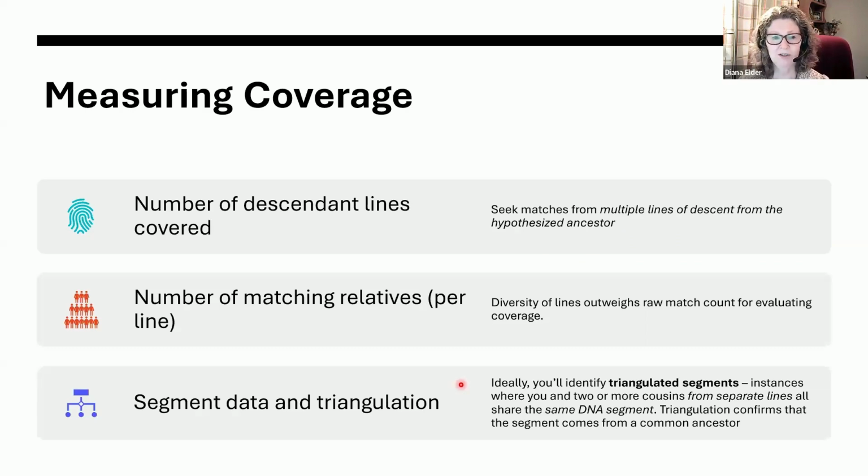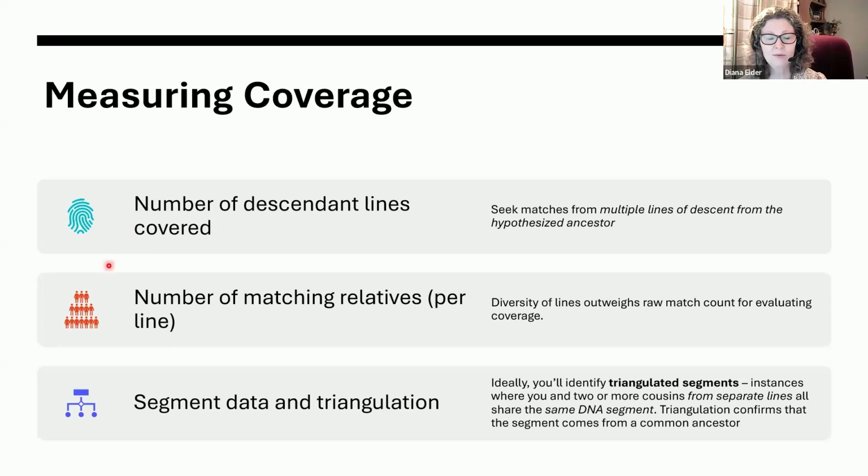So how do we measure it? Well, we can look at the number of descendant lines covered, and we can see how many people we have per line. Sometimes we have lines where there's only one or two descendants, and other times we have just a ton of descendants coming through a line.